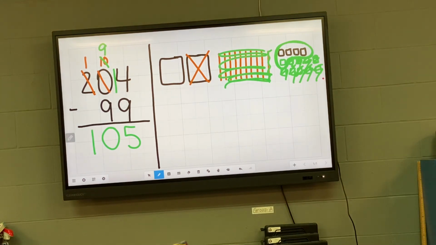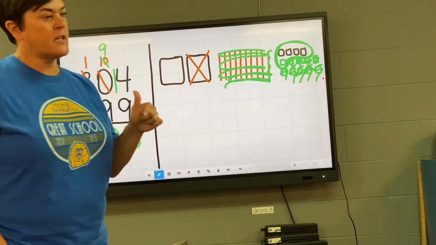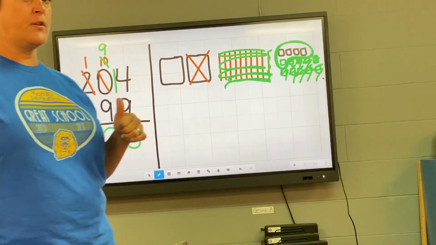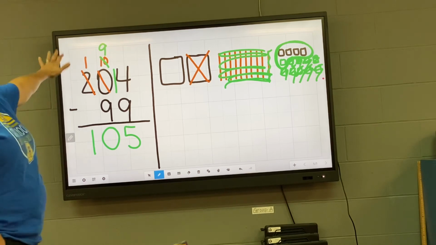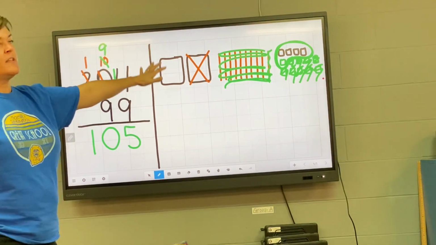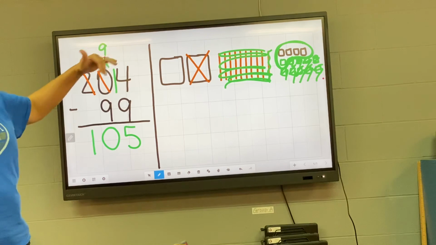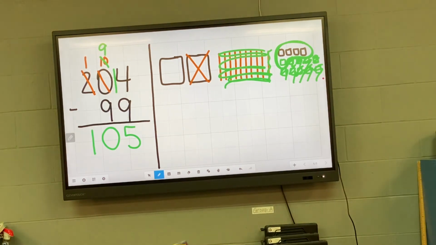Hopefully drawing these, crossing them out, and doing the standard algorithm problem helps your brain understand more of the steps involved in regrouping with subtraction. We'll keep practicing a couple more like these. Noah, practice a few more of these at home with your mom. Have her give you a standard algorithm problem, and then you draw that top number just like we've practiced these last two.